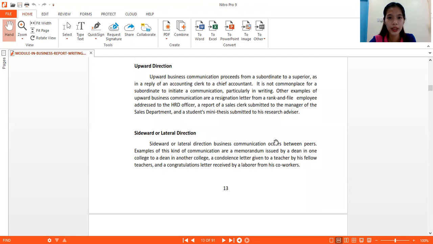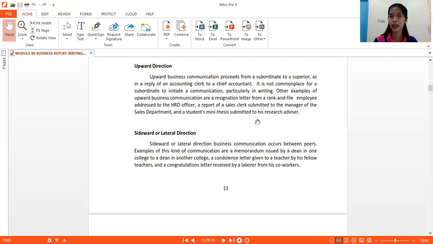Next, sideward or lateral direction. So it occurs between peers. For example, employee to employee. You're sending a letter to them, or your coworker is sending a letter to you. First, guess, in your situation, your classmate is sending a letter, or tayo, sending a letter to you, that is considered as sideward or lateral direction.